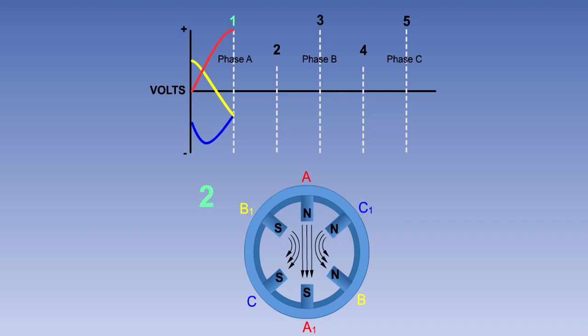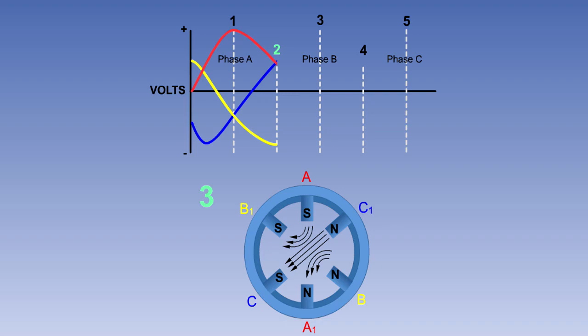If we move the sequence on to part 2, we can see that the C phase current is now at its negative peak, so the C1 to C magnetic field is at its strongest. A phase has moved away from its peak, so the strength of the A and A1 magnetic poles is reducing, and B phase has moved from negative to positive. So now pole B is a north, and pole B1 a south.